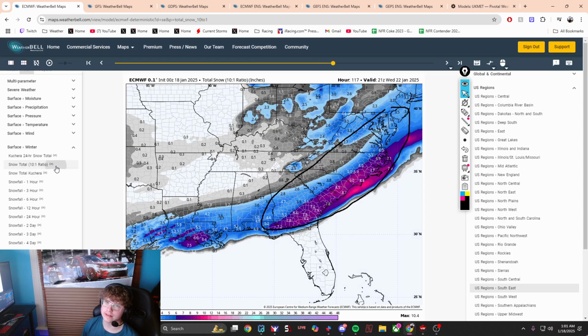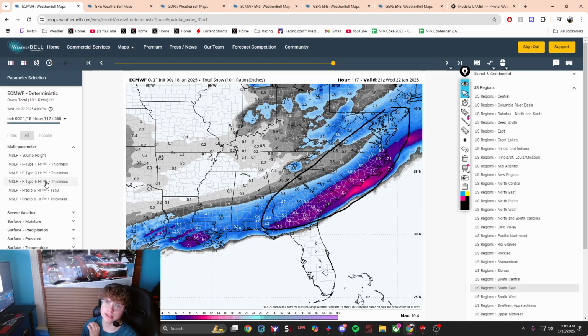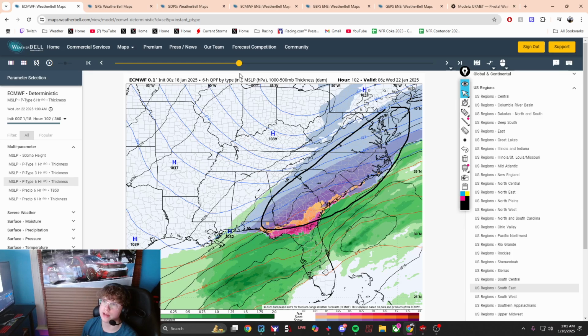10-to-1 is okay. The reason why 10-to-1 shows more for the coast rather than inland is because it thinks it's going to be at 30 degrees when it snows. I wouldn't pinpoint. That's the point I want to bring out, that some of the places inland will have higher snowfall ratios, therefore you have more snow to work with.